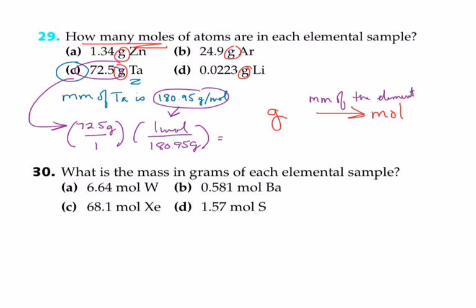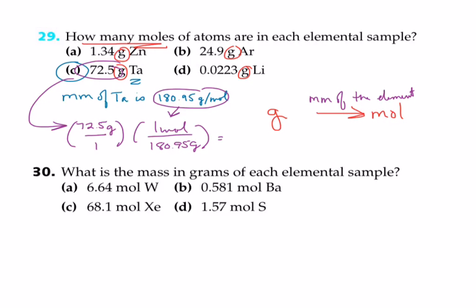So the first one, the first two kind of go together. 29 and 30 kind of go together. Basically, it's just a grams to mole question. So in purple, I have how you're going to do that. For those elements, you're going to have to use a periodic table, look up the molar mass for those elements. Okay, and I went ahead and did C for you.